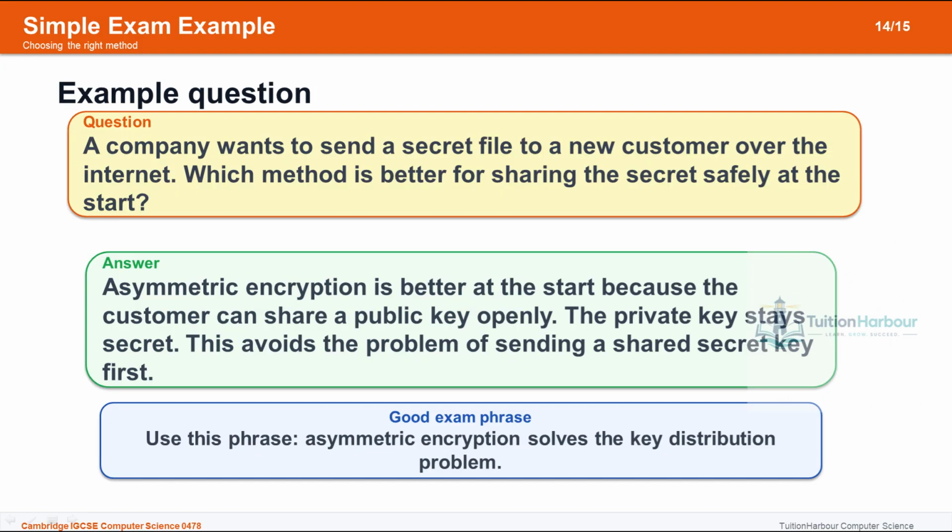Here is a simple example. If a company wants to send a secret file to a new customer over the internet, asymmetric encryption is better at the start. This is because the customer can share a public key openly while the private key stays secret. This avoids the problem of sending a shared secret key first.